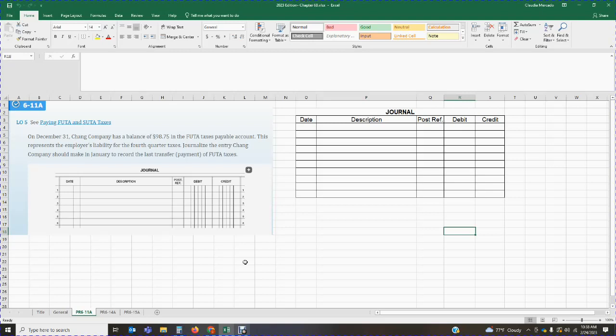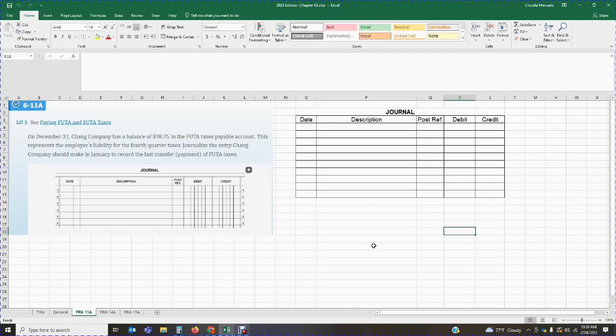Okay, so in this example, on December the 31st, Shank Company has a balance of $98.75 in the FUTA taxes payable account. This represents the employer's liability for the fourth quarter taxes. We have to journalize the entry Shank Company needs to make in January to record the payment of FUTA taxes. So Shank Company needs to pay the federal unemployment tax. They've been allocating the different taxes based on each of the pay periods, and they've accumulated $98.75 into the FUTA taxes payable.